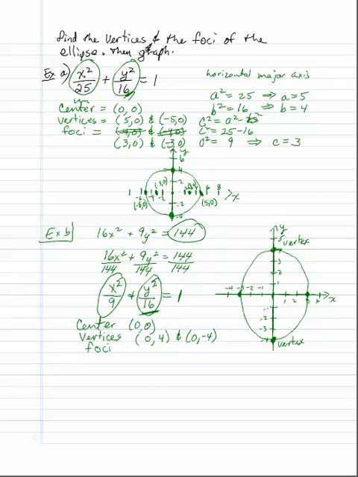So first, we got to figure out what c is, and then we can write the foci. So we know that c squared equals a squared minus b squared, the bigger minus the smaller. So that's 16 minus 9, which is 7. So c is the square root of 7. So the foci are 0, square root of 7, comma, 0, negative square root of 7.